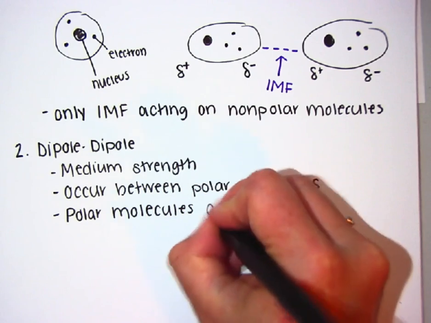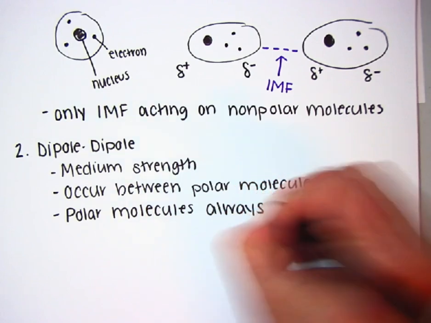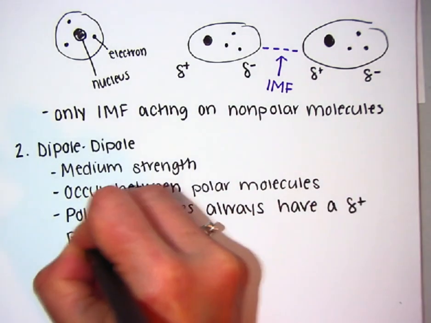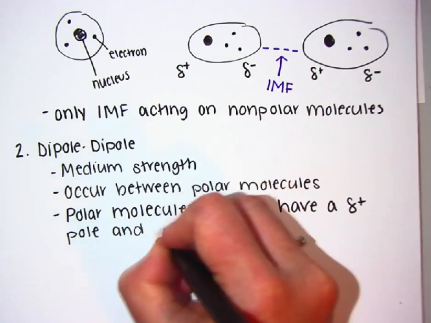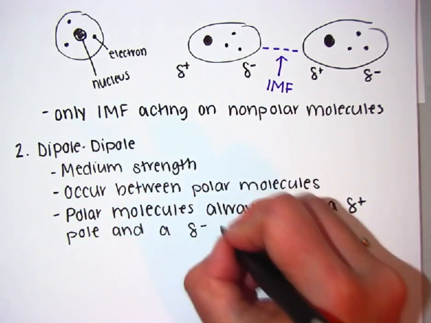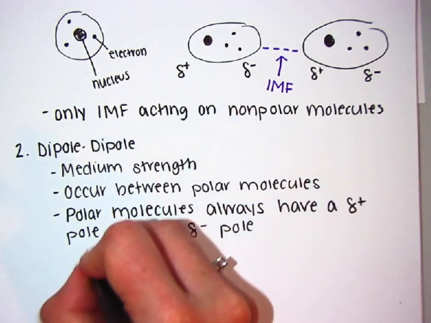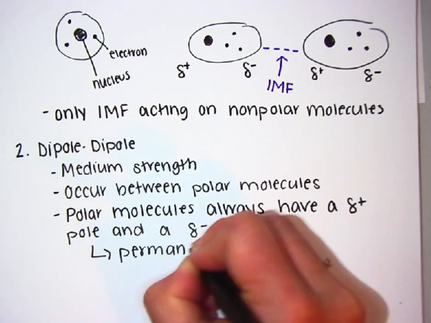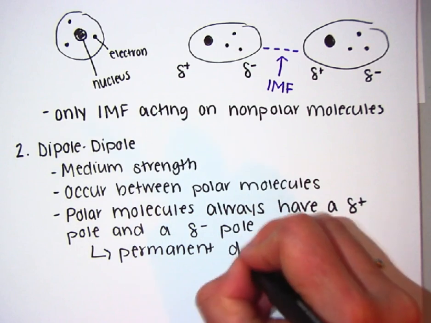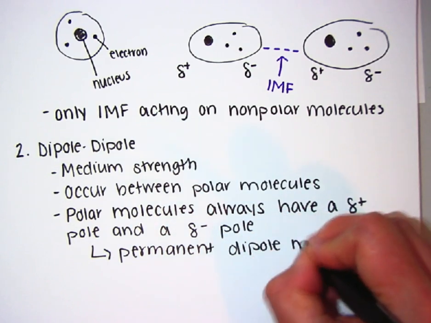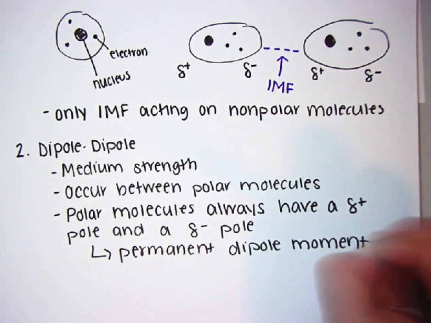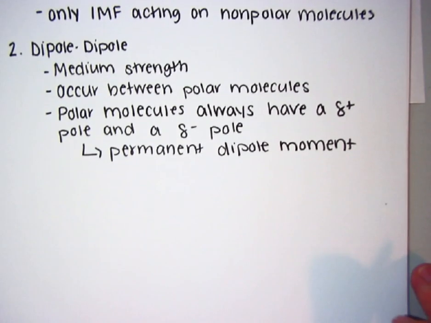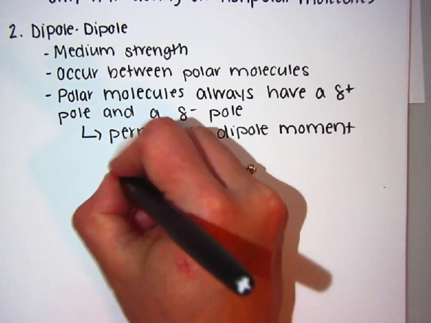Polar molecules always have a partial positive pole and a partial negative pole. So this is not a momentary dipole. We would call this a permanent dipole. An example of a dipole-dipole interaction.